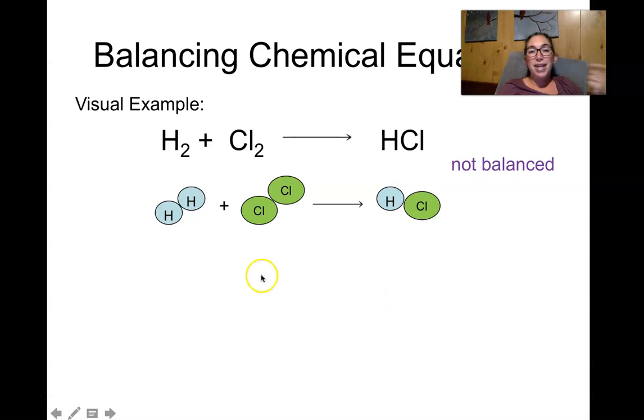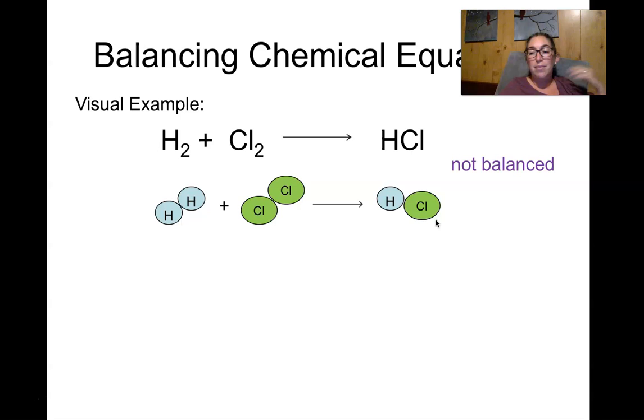Here's a visual example. So we have H2, which remember means 2 atoms of hydrogen bonded together. And we have Cl2, which is 2 atoms of chlorine bonded together. And they react to form HCl. As written, this is not a balanced equation, because we have 2 hydrogen atoms and 2 chlorine atoms here on the reactant side, but on the product side we only have 1 of each. What happened to the other hydrogen and chlorine? They don't just poof, disappear.